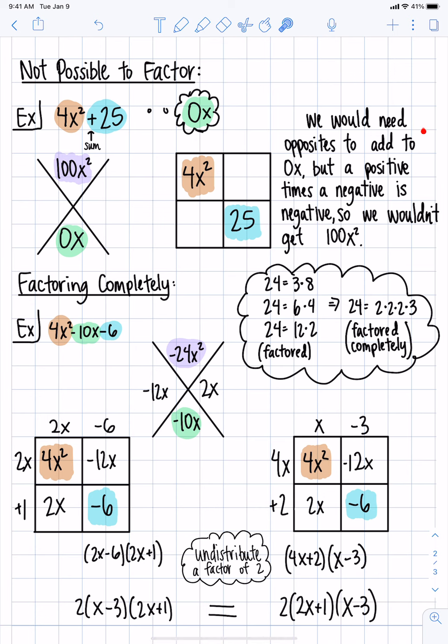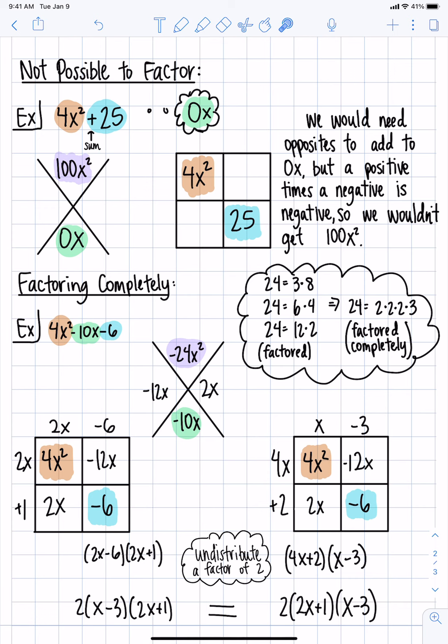So I hope you guys are seeing the problem. We would need opposites to add to 0x, like before when we had a negative 10 and a positive 10. But a positive times a negative is negative. So we would not get the positive 100x squared that we need. We would be getting a negative. And that's why this is an example of something that is impossible to factor. We need this to be a minus sign and not a sum.